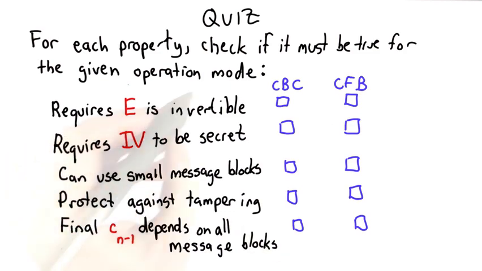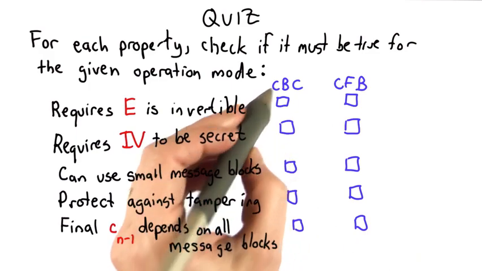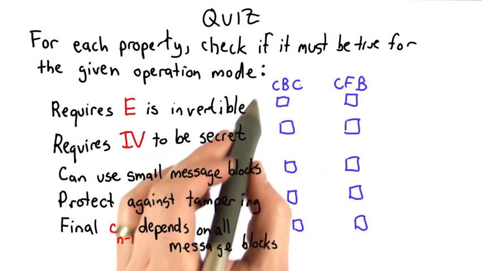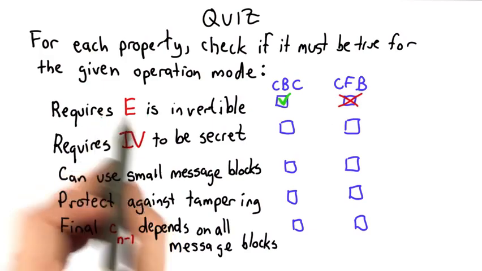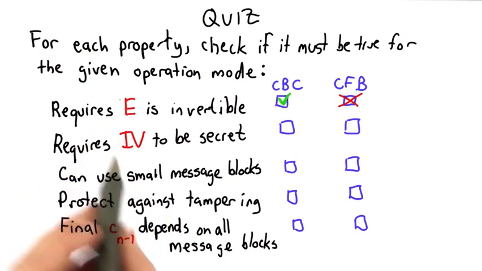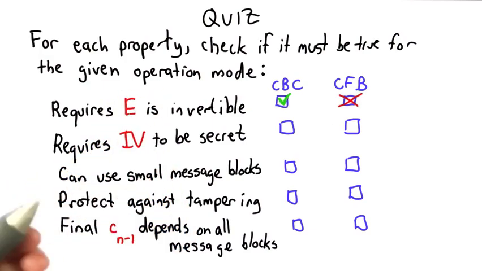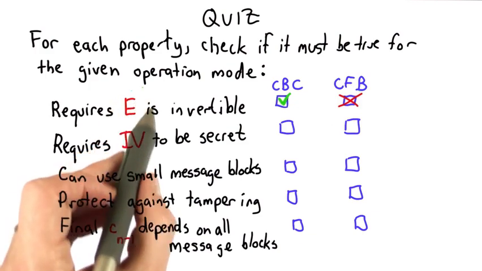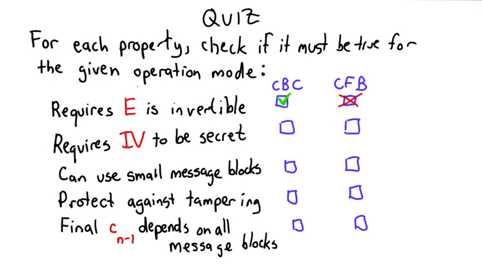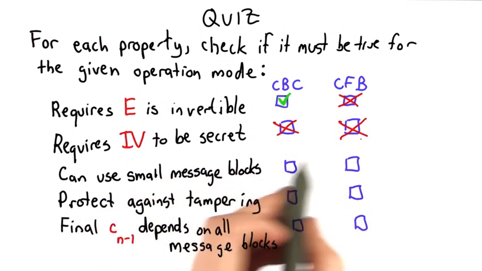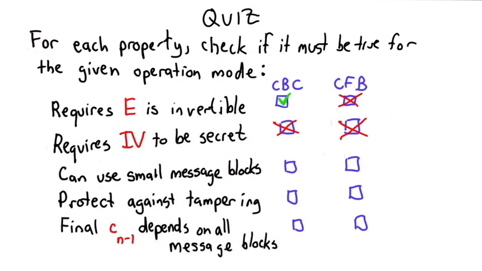So here are the answers. CBC does require the encryption function to be invertible, because to do decryption, we need to use the inverse of the encryption function. CFB does not, as we saw both encryption and decryption use the encryption function in the forward direction. This has advantages. That means there are more possible functions we could use for this. We haven't seen any yet, but soon we'll talk about hash functions, which could be used as the encryption function for cipher feedback mode. Neither of them require the IV to be kept secret.